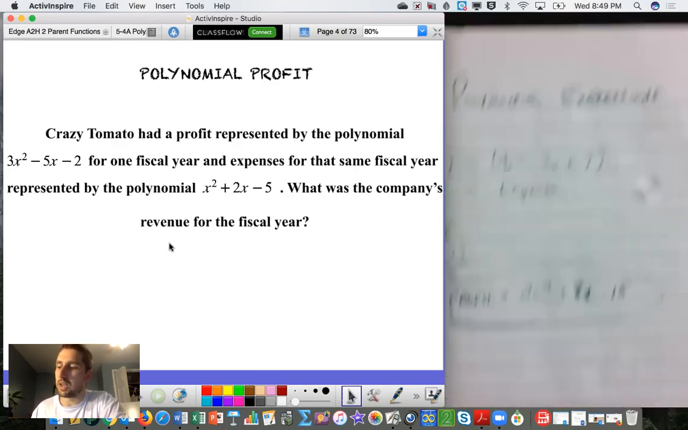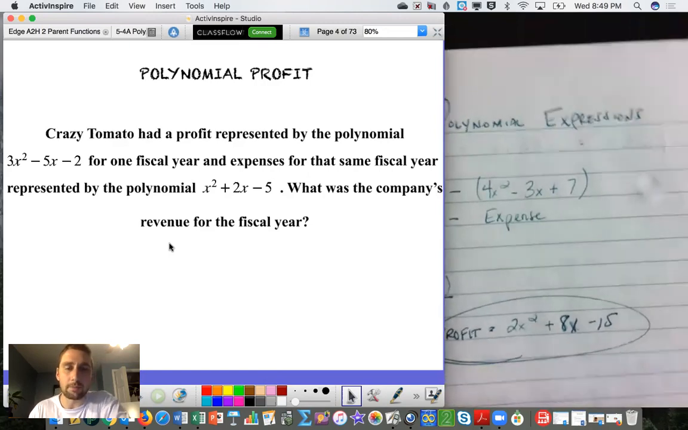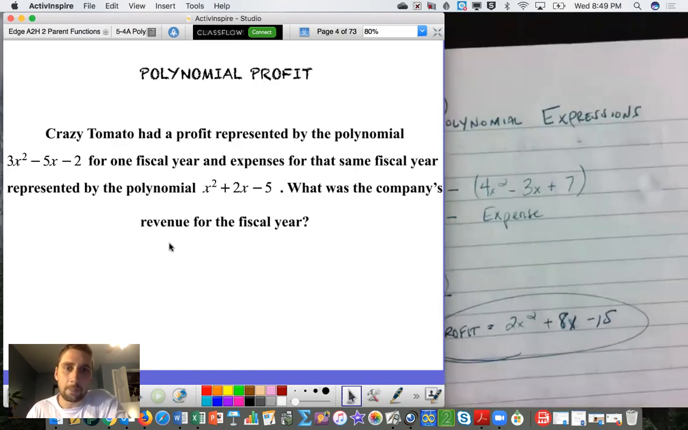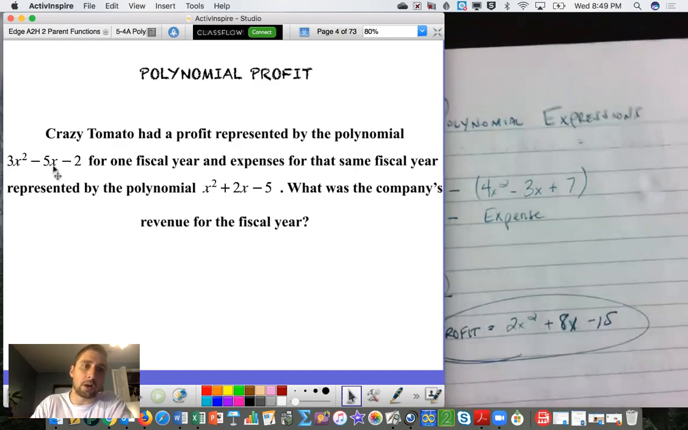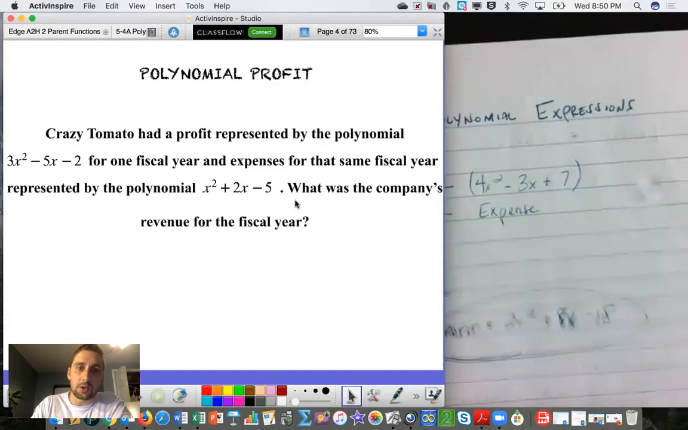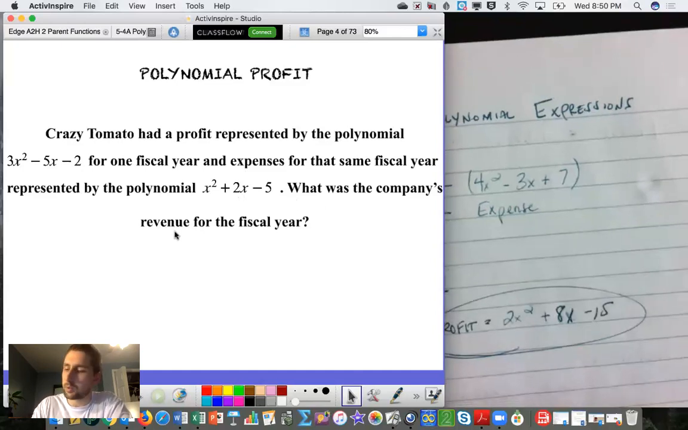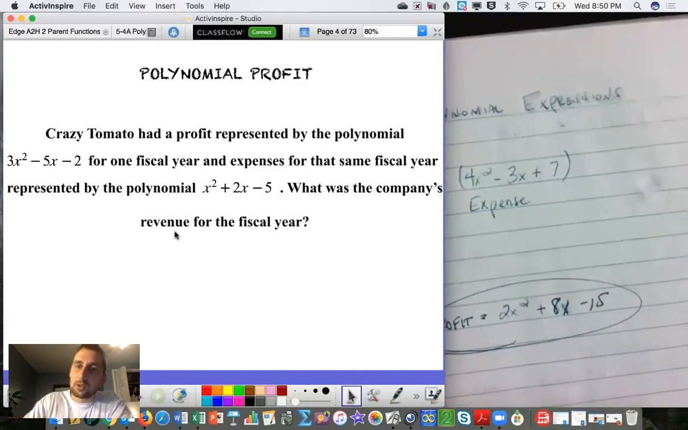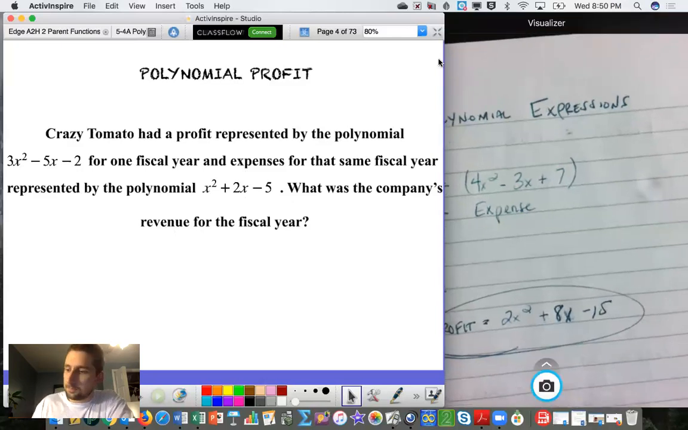So in our first example, we were looking to find profit. In this example, it gives us our profit as 3x squared minus 5x minus 2, and it gives us our expenses as x squared plus 2x minus 5. The question is, what was the company's revenue? So we're looking for revenue here. So let's go to our note page.